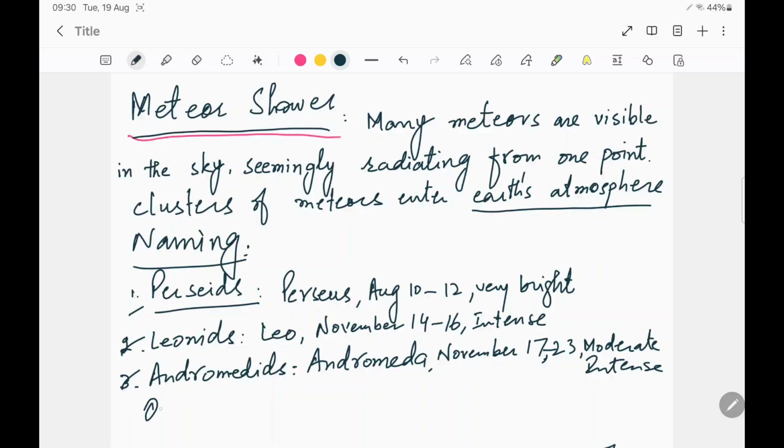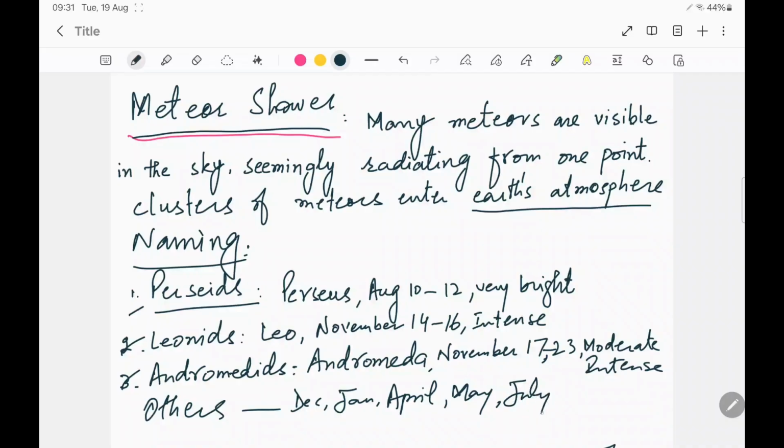And the others, apart from these three, we categorize all of them in others. Normally, the dates in which they appear are in the months of December, January, April, May, and July. But they are not as visible or as intense as we have seen the first three.